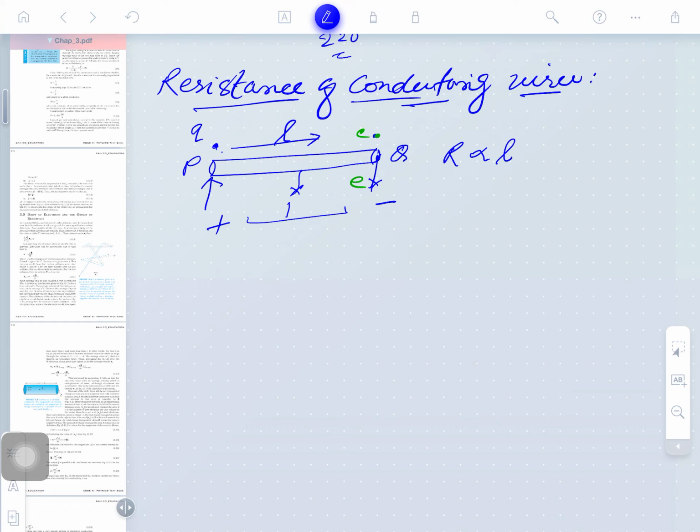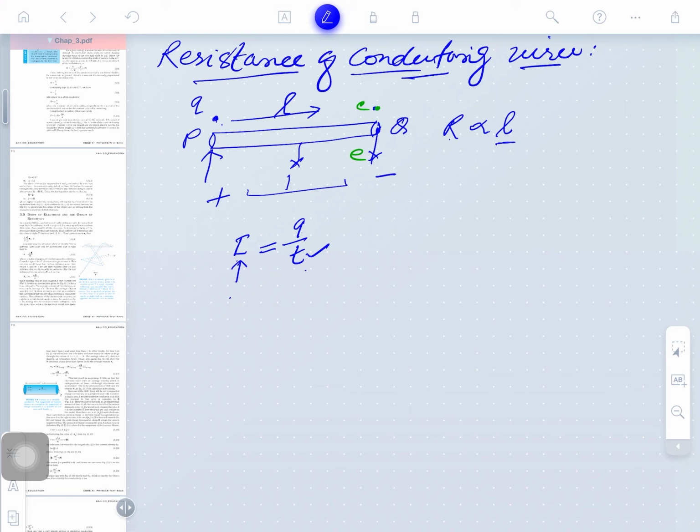Why? Because it will take longer time. Charge divided by T is equal to current. If we increase T, then I will decrease. Time means length increasing, time will increase, current will decrease, and decrease of current is called increase of resistance. So with the increase of length, the resistance increases.